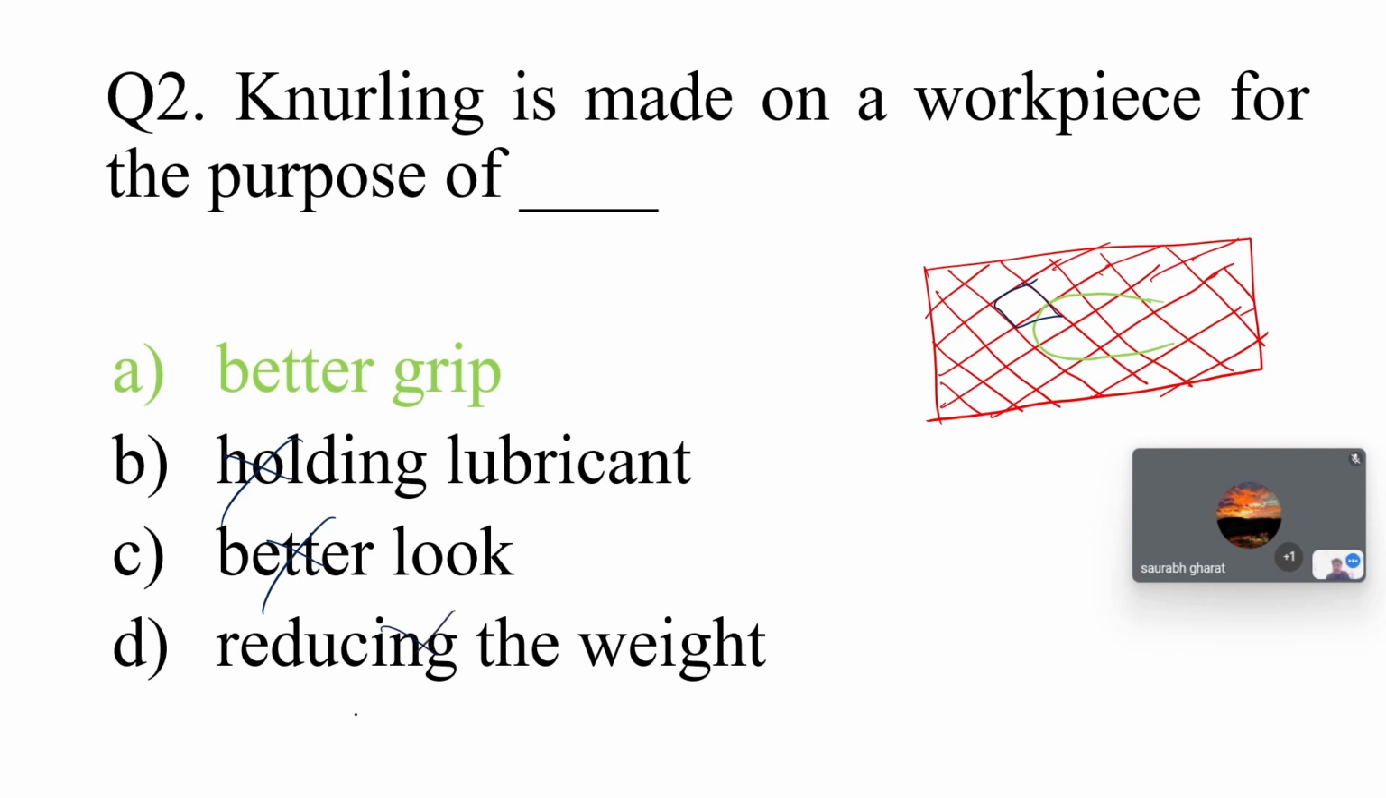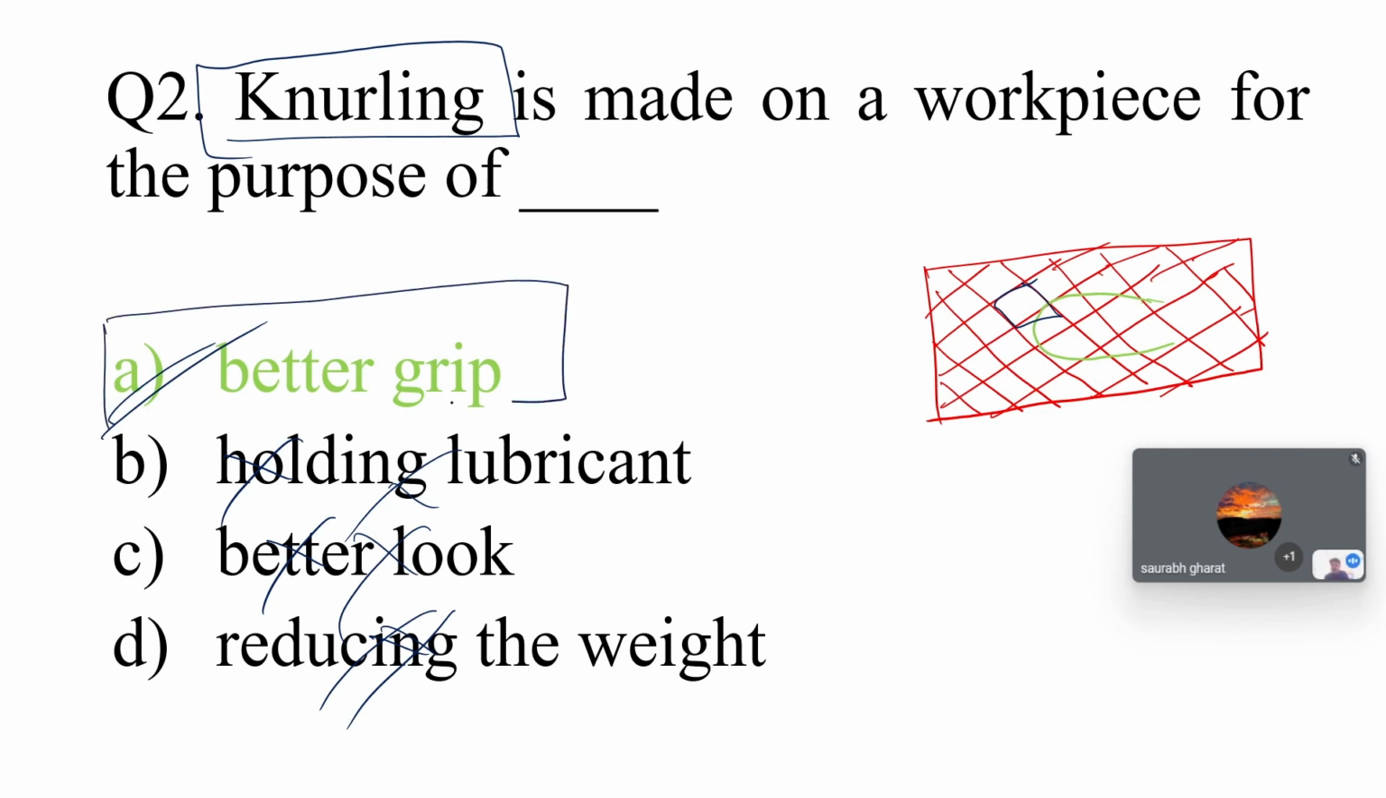And reducing the weight is again not the purpose, because you are not removing the material here. It is actually having some kind of advantage, some kind of application, that's why you are using it. A better look, reducing the weight, holding lubricant are not the actual application. So knurling is specifically done only for better gripping. On any of the things where you need a better grip, you need to prefer knurling. You can see in many things these kinds of patterns are made for better grip only.